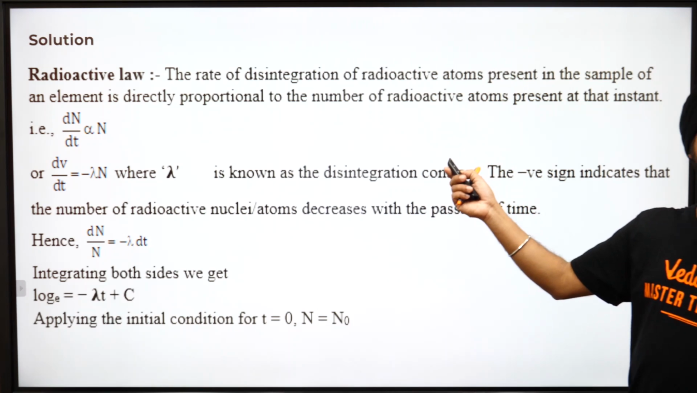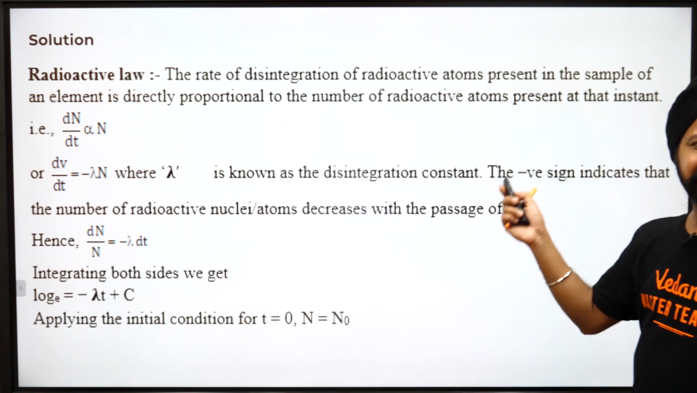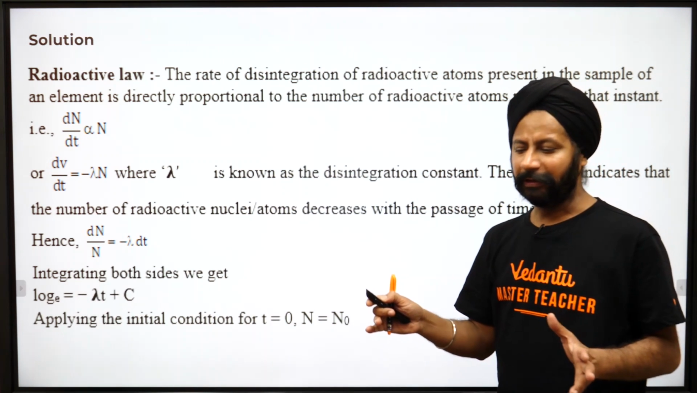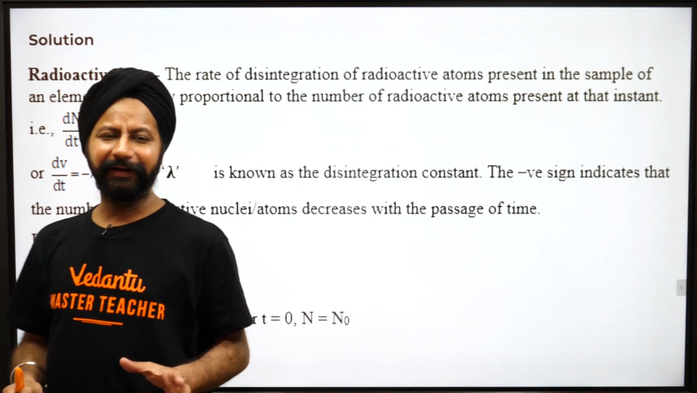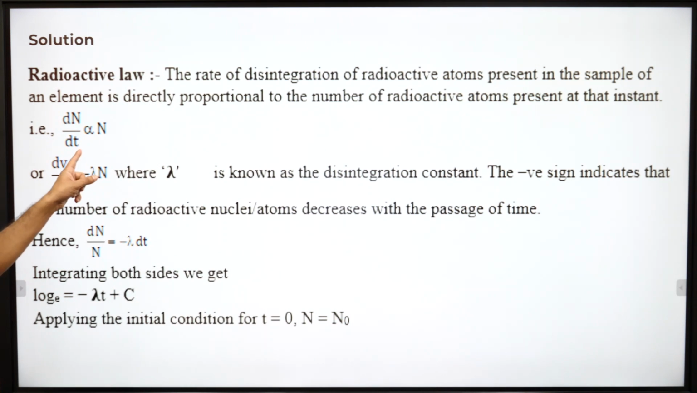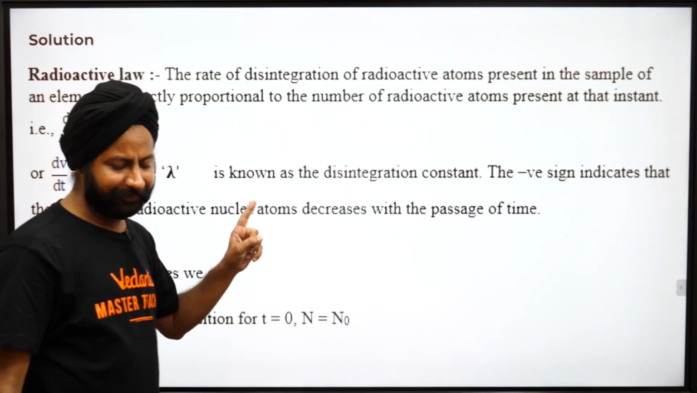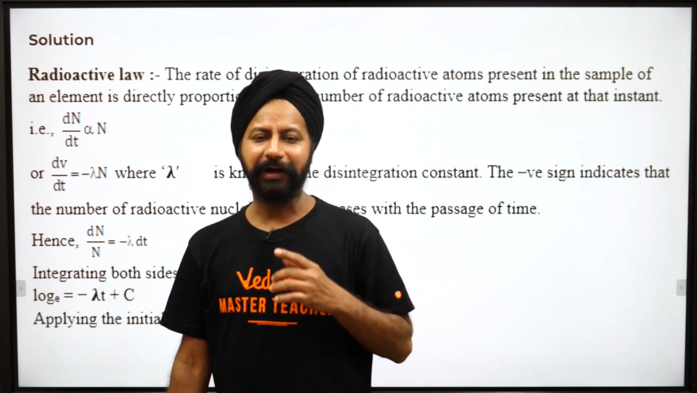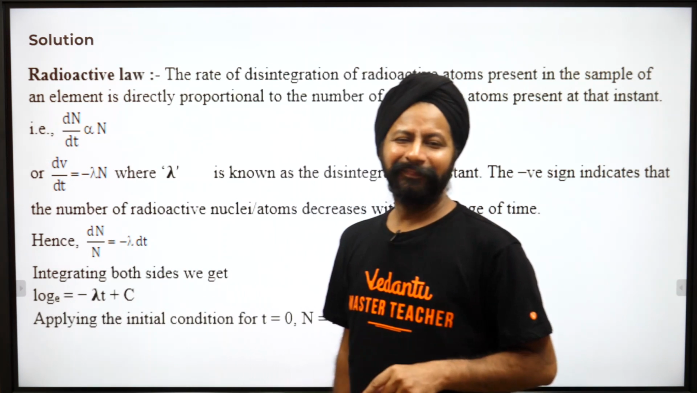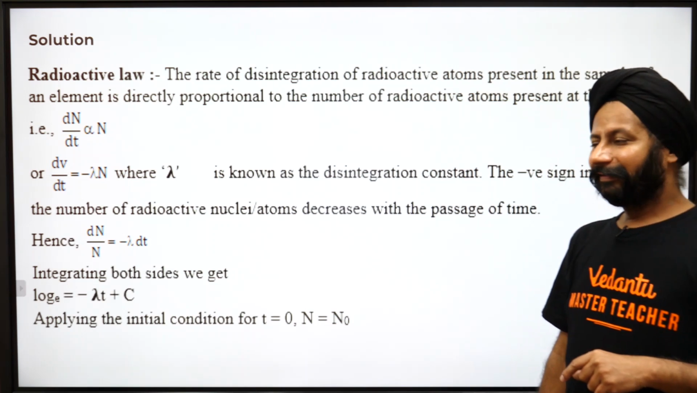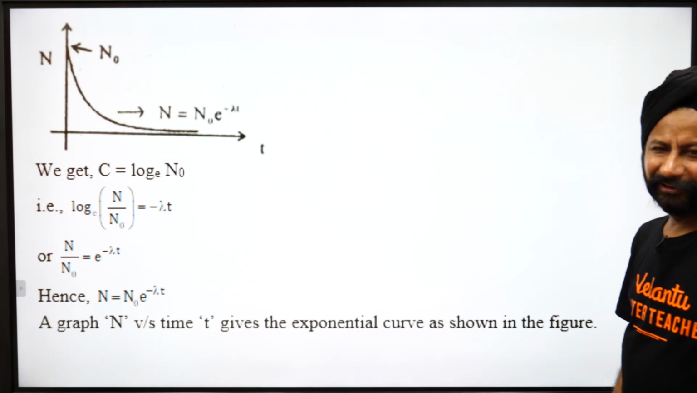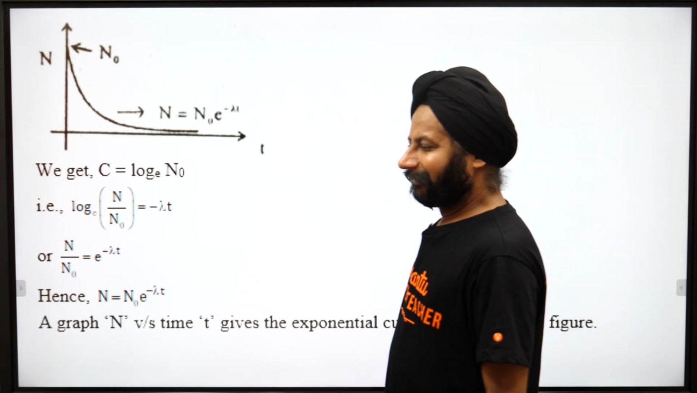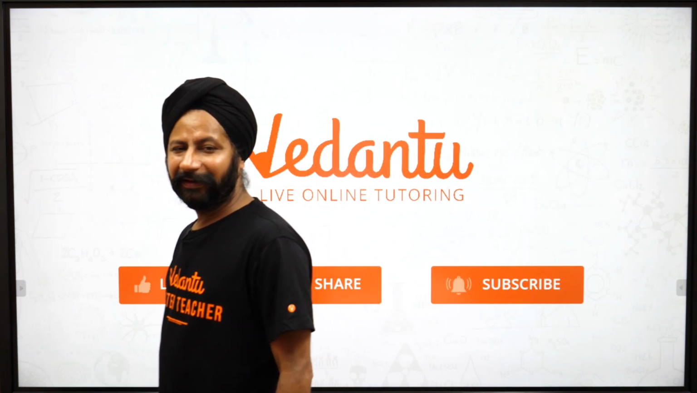The rate of disintegration of radioactive atoms present is proportional to how much you have in there. So dN by dt is proportional to that, with a negative. The negative sign is really important because it is disintegration, it is decreasing. The rest is your presentation skills.